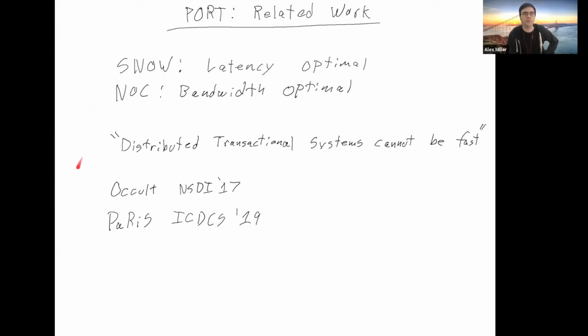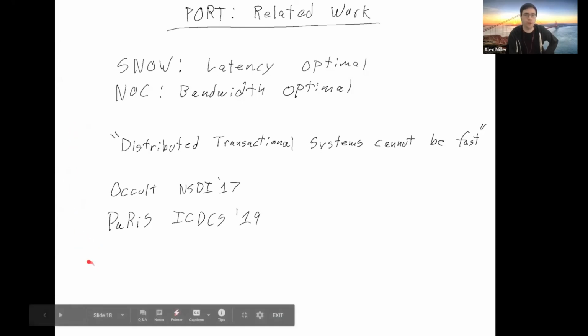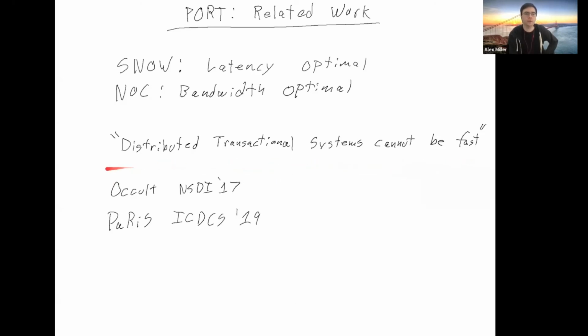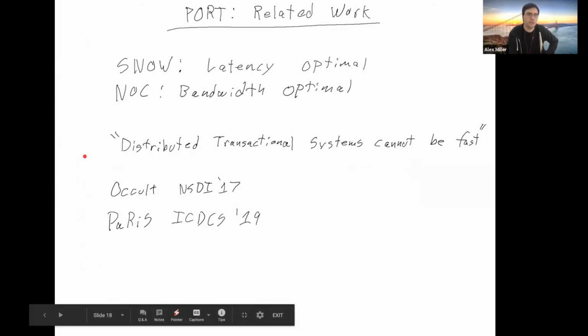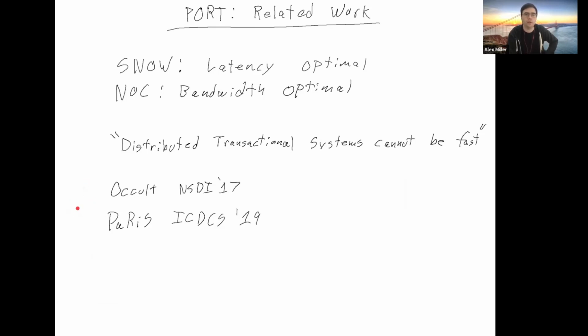There are other papers in the same vein, examining systems, by other authors. I'll highlight "Distributed Transactional Systems Cannot Be Fast," which at a very high level makes the same sort of arguments as those made in Snow and Noc. There are a couple of other systems that have pretty related implementations and similar goals. I think Occult and Paris are the two things that I recommend looking at there. And that's all.